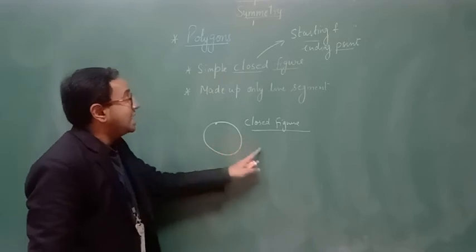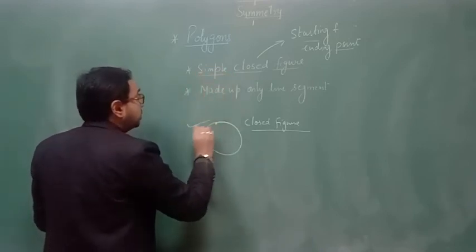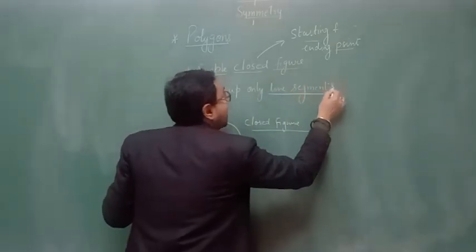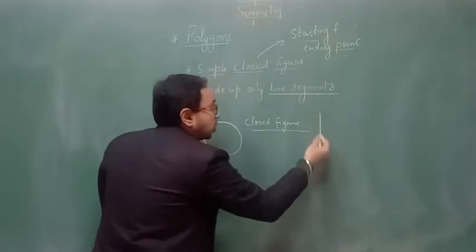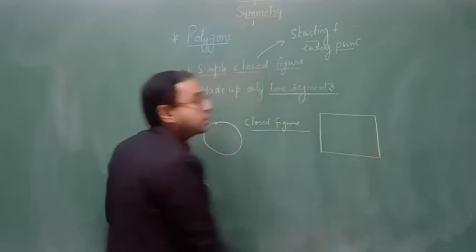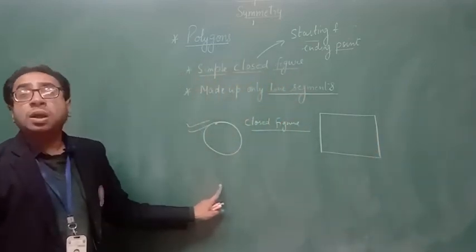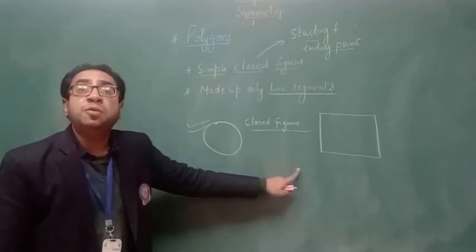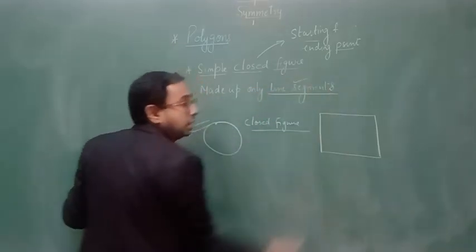Okay, clear. Next thing, simple. Understand simple. But do you know this is not a polygon? Why? It should be made up of only line segments. This is a curve. If I talk about a square, a quadrilateral, a triangle, a rhombus, a pentagon, a hexagon, all are polygons because they are made up of only line segments. Is the line segment concept clear?